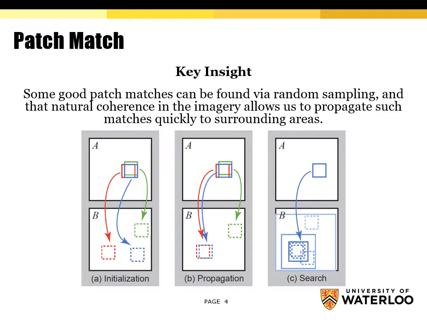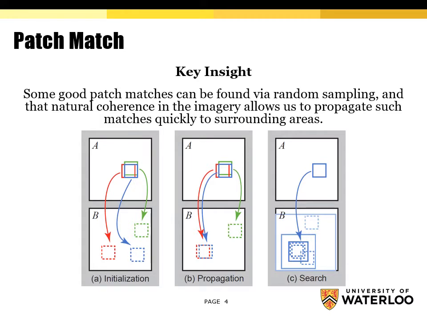So this changed when patch match was introduced in 2009. It works on the principle that some good patches can be found via random sampling and that the natural coherence in the imagery allows us to propagate such matches quickly to the surrounding areas. Let's understand what this means in terms of the three steps that this algorithm has.